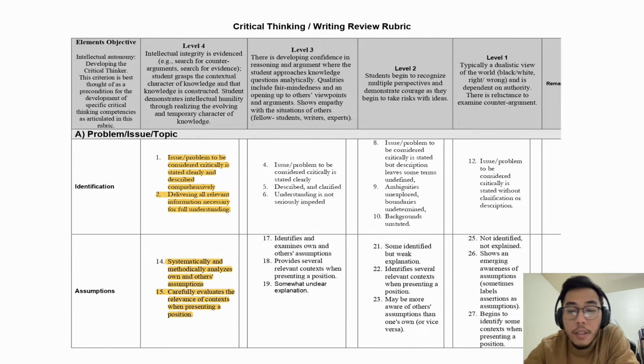The next component is assumptions. There were a few assumptions stated by the author in the paper, and with those assumptions, I analyzed them, related them to my own assumptions, and elaborated on them in the critique section of my paper. So again, I will rate myself level 4 for this component as well.